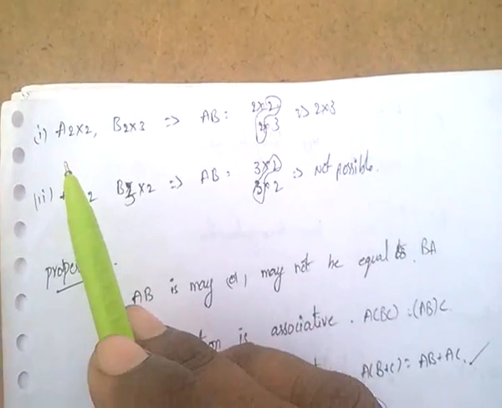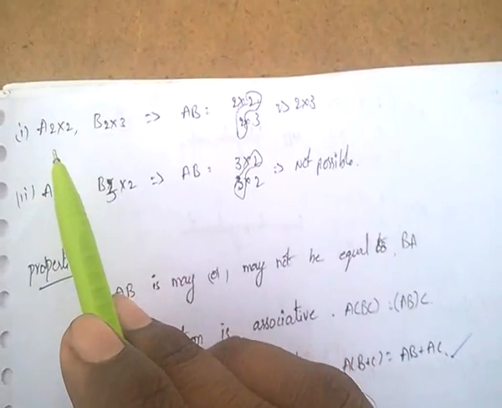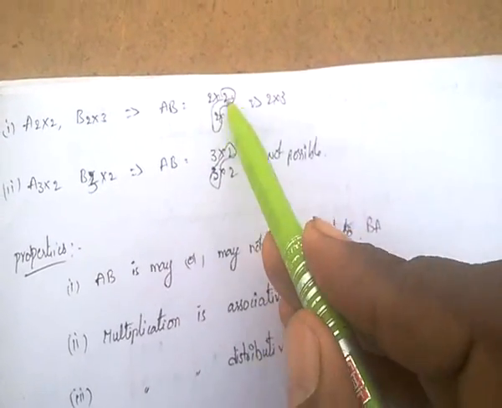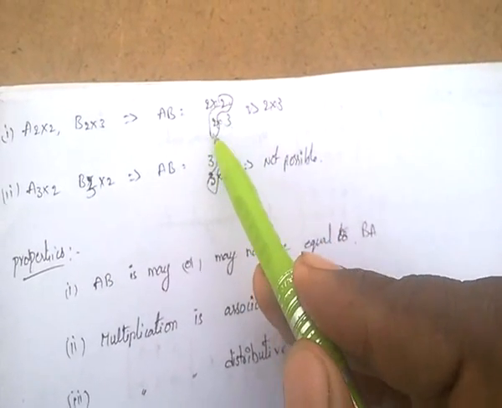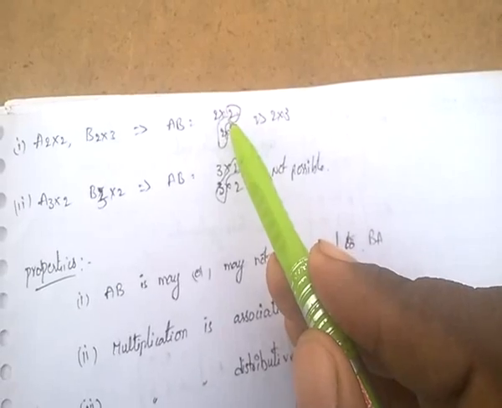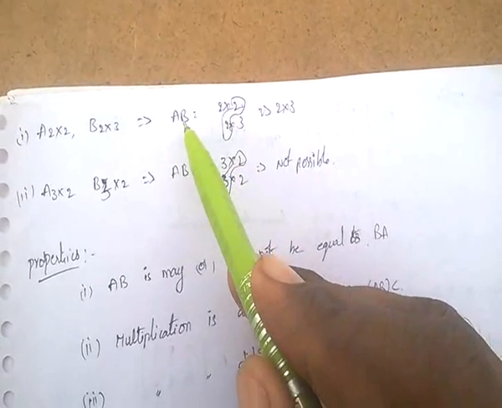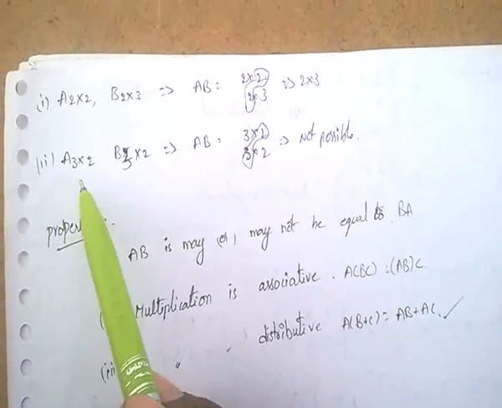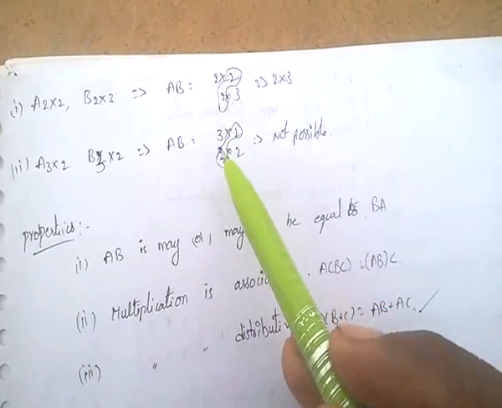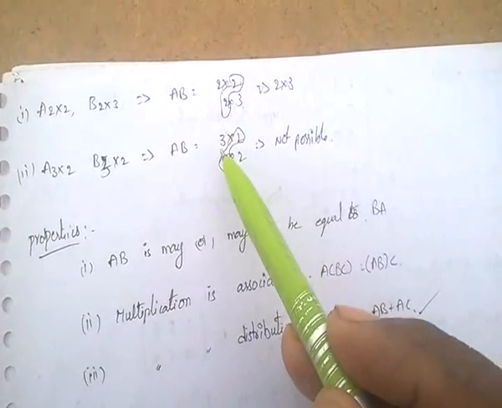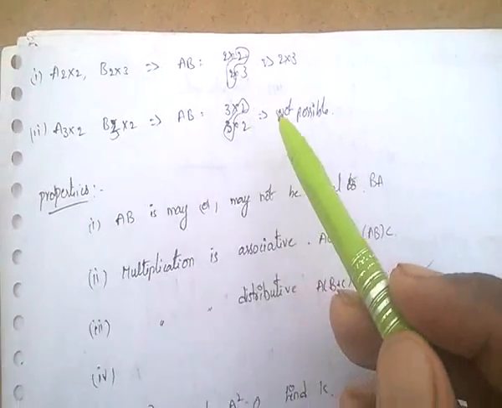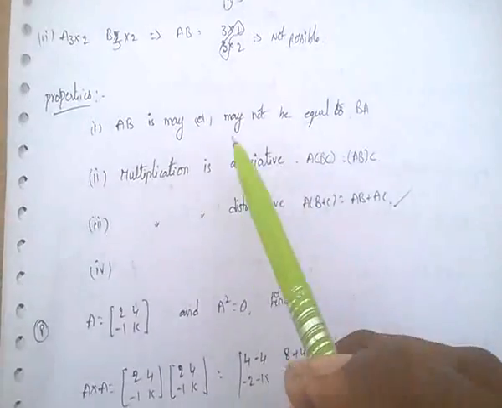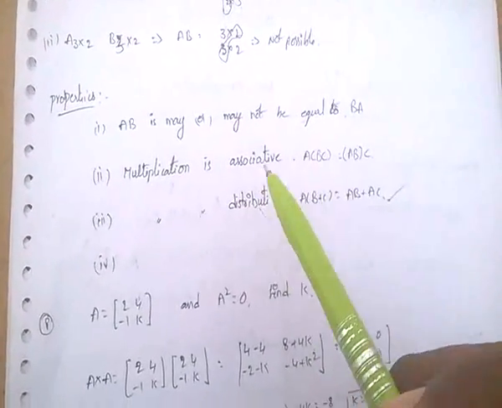Next, if A matrix is of order 2 by 2 and B matrix is 2 by 3, then for AB, 2 by 2 times 2 by 3, the inner 2 and 2 are equal, so matrix multiplication is possible. The order of AB will be 2 by 3. In the case of 3 by 2 and 3 by 2, 2 is not equal to 3, so multiplication is not possible. These are the properties. Okay, properties are important but very easy.